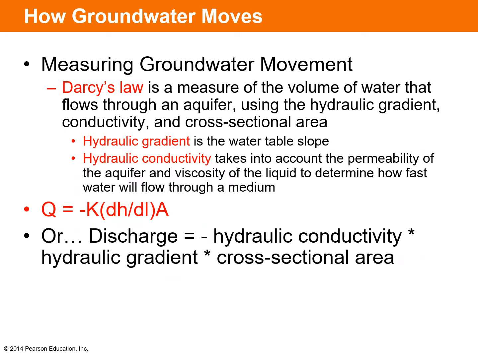All right, so I'm going to talk about Darcy's equation or Darcy's law very briefly. This is sort of the mother of all groundwater equations that helps you to understand how groundwater moves. Darcy's law is a measure of the volume of water that flows through an aquifer using the hydraulic gradient, which we just discussed, which has components of the elevation of the groundwater and the pressure of the groundwater, using the hydraulic conductivity, or how permeable, essentially, the aquifer or aquitard is, and the cross-sectional area, or the area that the groundwater is flowing through.